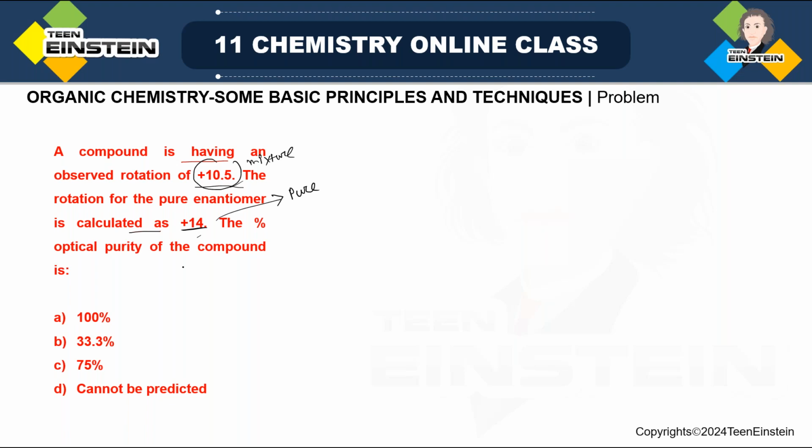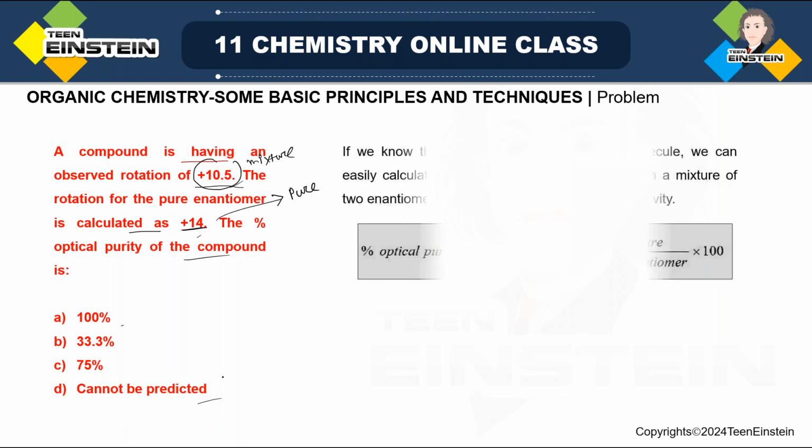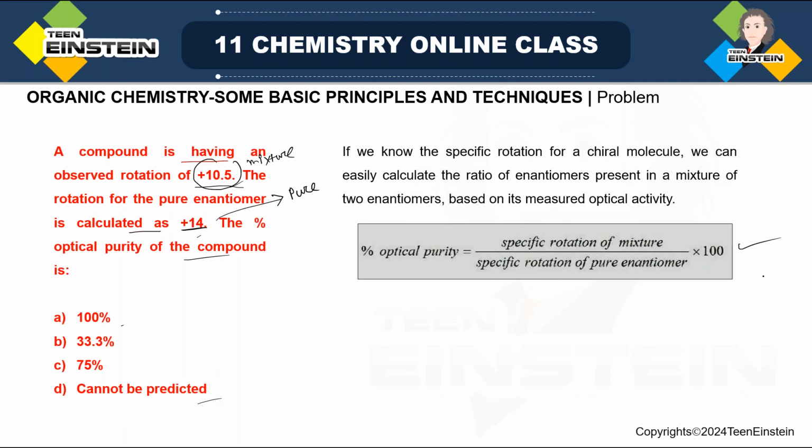So what do we have to calculate? The percentage optical purity of the compound. We have a total of 3 options, and the last one says can't be predicted. Remember, we have already seen this expression. If we know the specific rotation of a chiral molecule, in this case the pure enantiomer is plus 14, we can easily calculate the ratio of enantiomers present in a mixture of two enantiomers, that is the ratio of E and E prime, based on its measured optical activity.